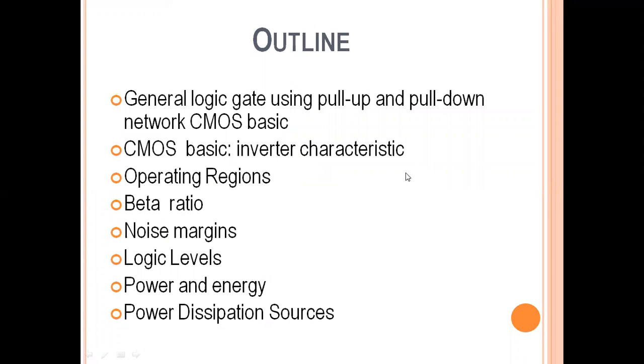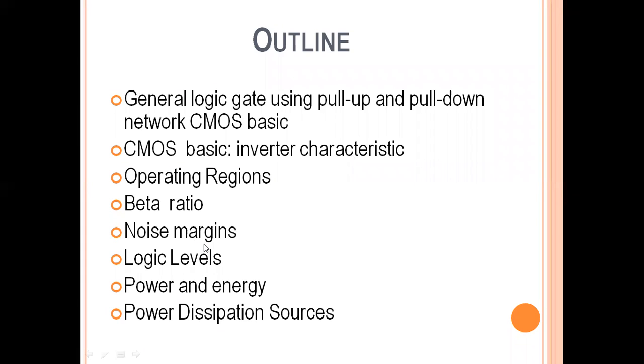With these transfer characteristics, we have to understand the different regions, and according to those regions, how there is an effect on the input and the output voltages. Also we have to understand these operating regions related to the inverter characteristics. Next is the beta ratio. We will understand how the beta ratio is important in the transfer characteristics of the CMOS inverters.